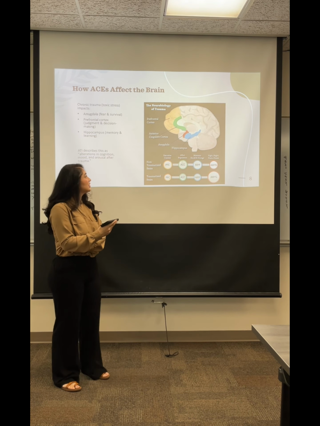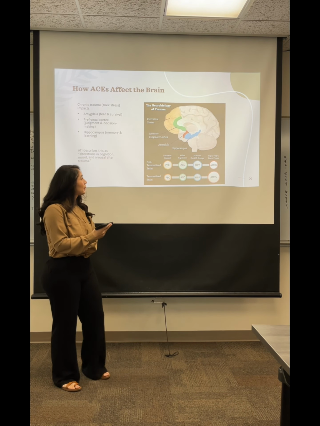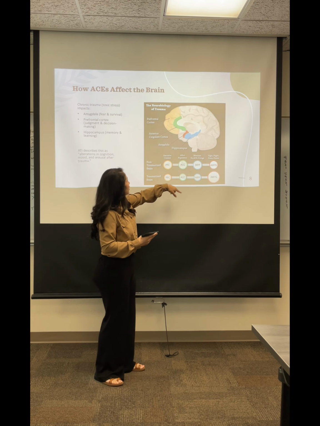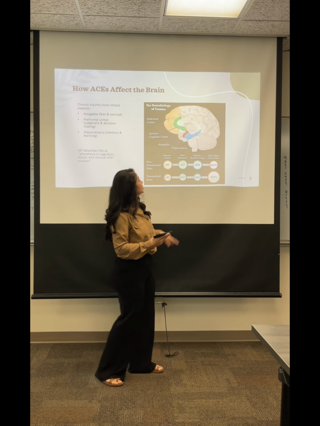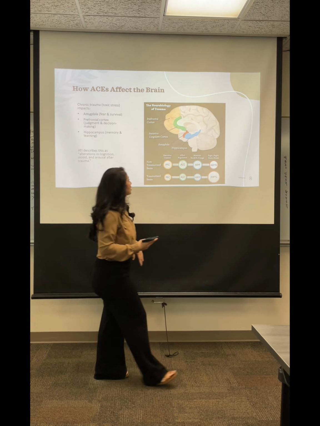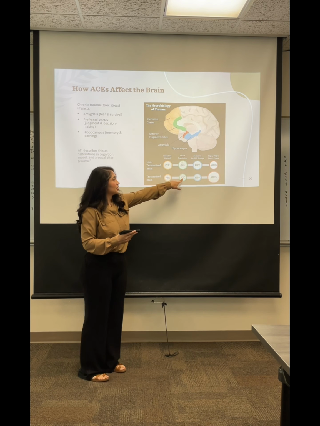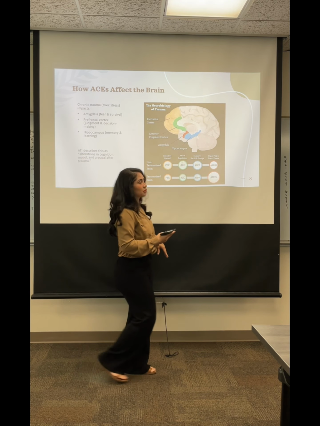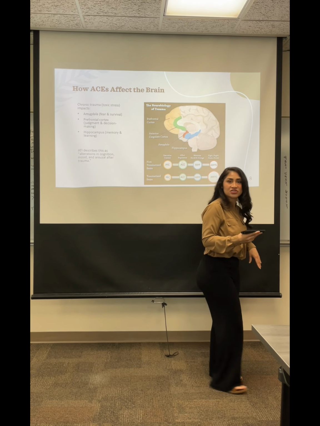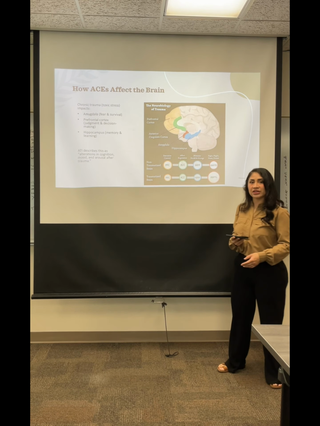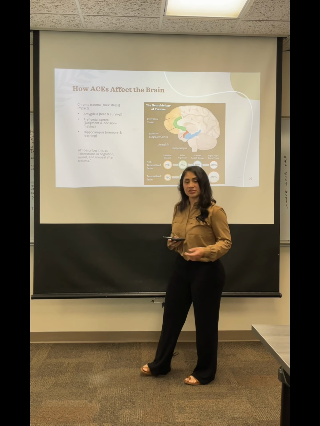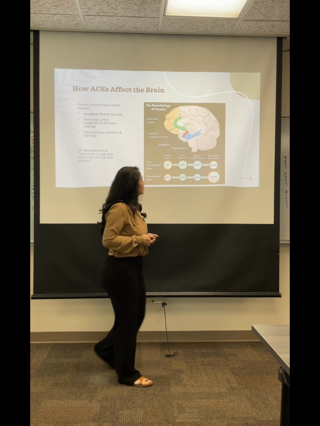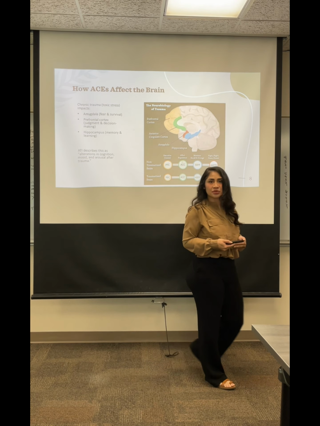The hippocampus, which helps with memory and learning, can shrink, it gets smaller. And the prefrontal cortex, which controls decision making and impulse control, can be underdeveloped. This helps explain why someone with a high ACE score might struggle with focus, emotional regulation, or risk-taking behaviors. It's not a moral failing, it's a biology shaped by experiences.